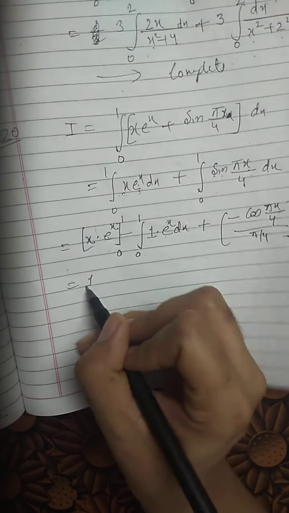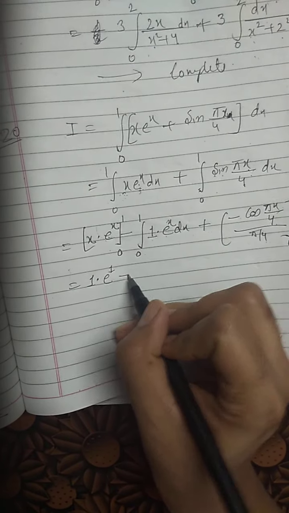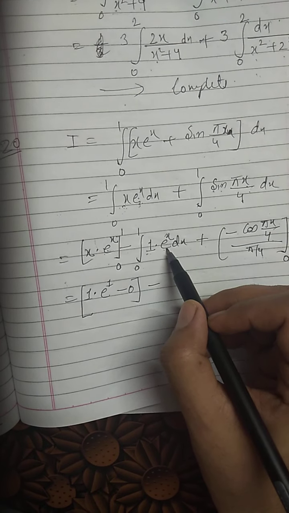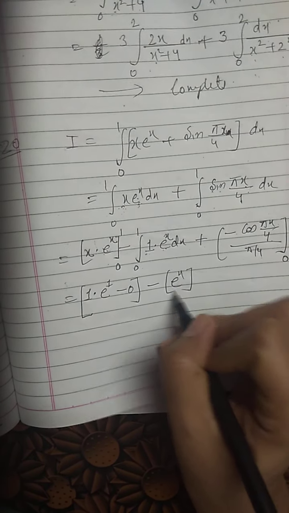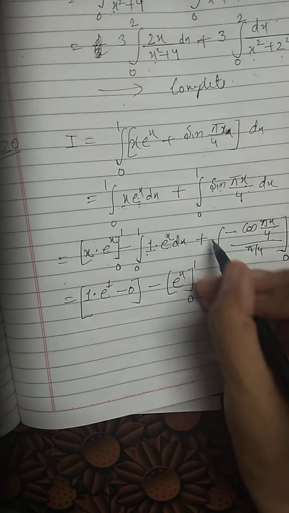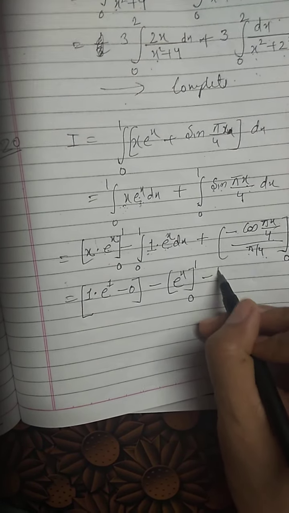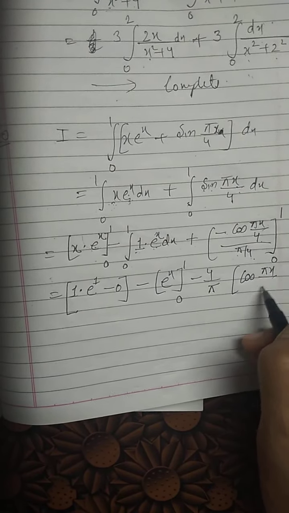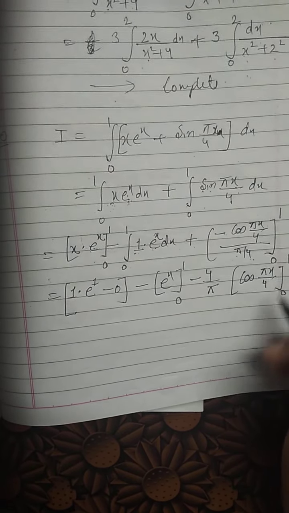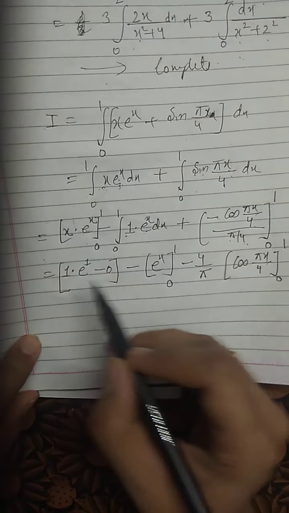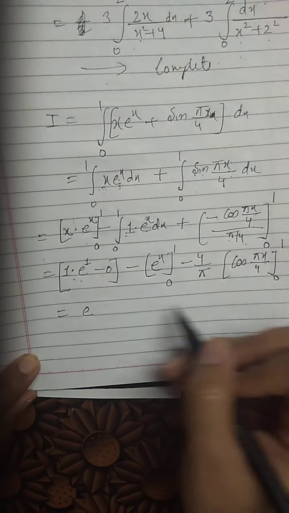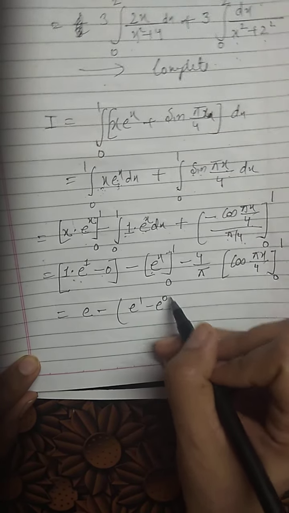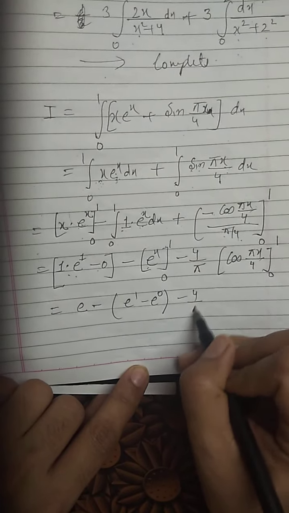Here upper limit 1 into e raised to power 1 minus 0, limits are over, minus 1 into e raised to pi x is e raised to pi x. So here also we will write down the limits, and this minus sign and pi by 4, that means minus 4 upon pi will come outside, and we have cos pi x by 4, limits 0 to 1. Okay, so here we are left with only e raised to power 1, that is e, minus here e raised to power 1 minus e raised to power 0. This is minus 4 upon pi.